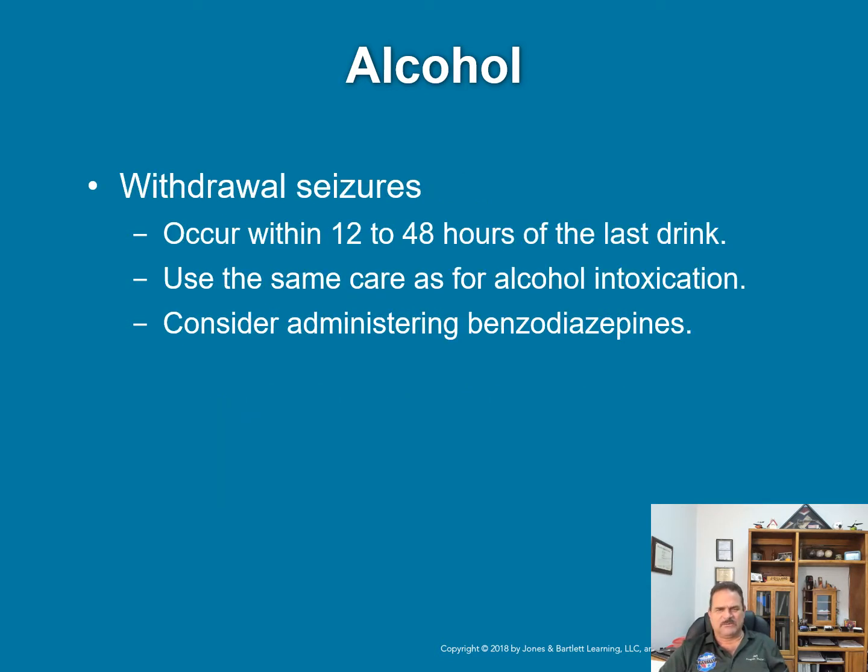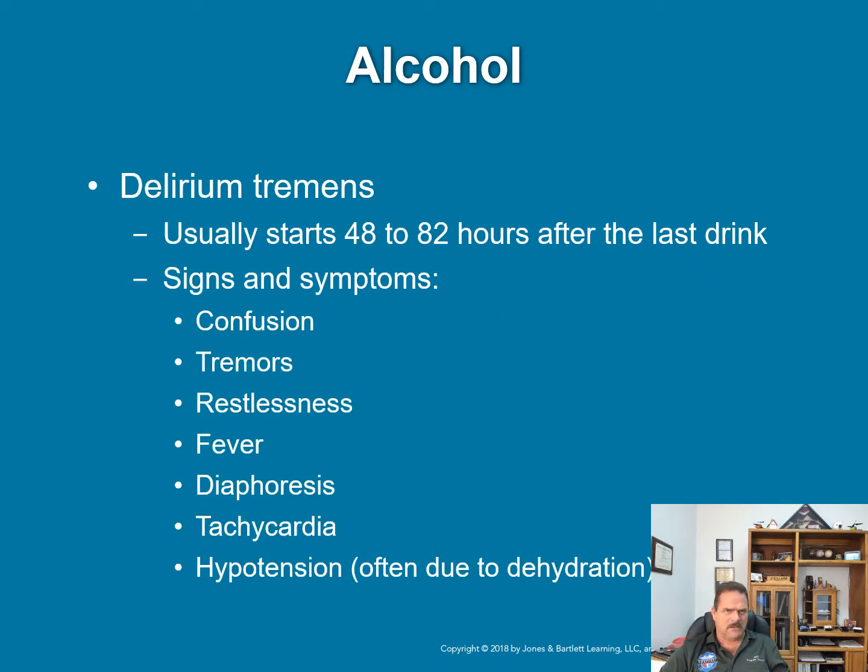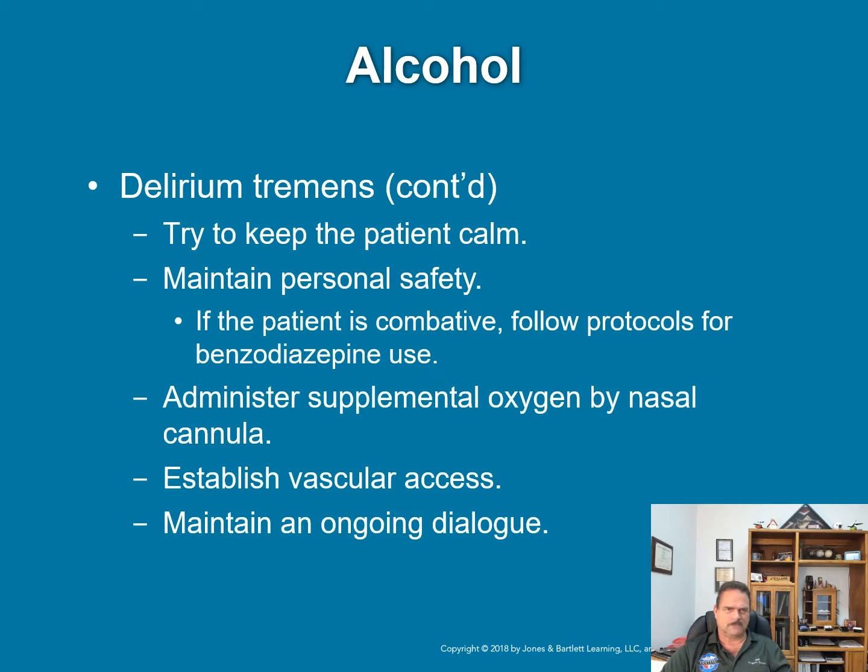Withdrawal seizures occur between 12 to 48 hours of the last drink. Use the same care as for alcohol intoxication and consider administering benzodiazepines. Delirium tremens usually starts between 48 to 82 hours after the last drink, and these are your signs and symptoms, and they're pretty straightforward on what they do and what's going to happen to your patient. You just try to manage these patients as best you can. Try to keep the patient calm, maintain personal safety, give oxygen, establish vascular access, and maintain an ongoing dialogue with this patient.